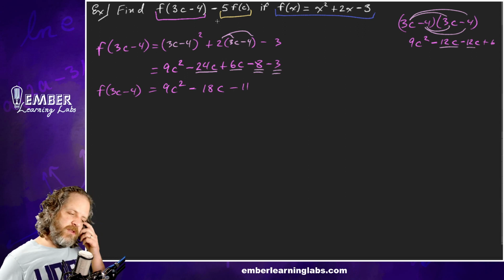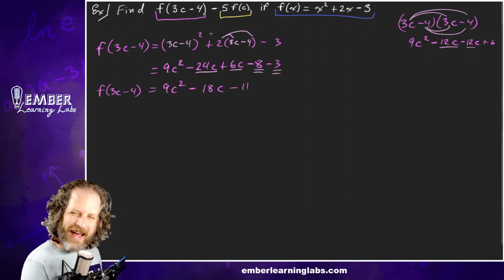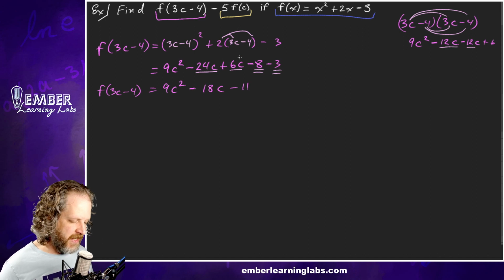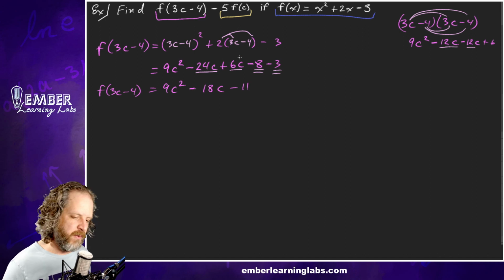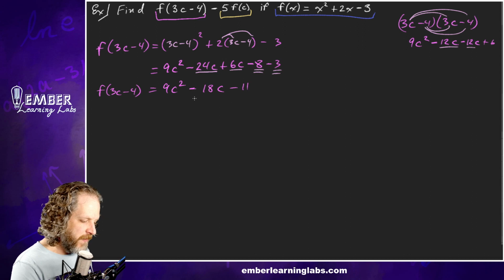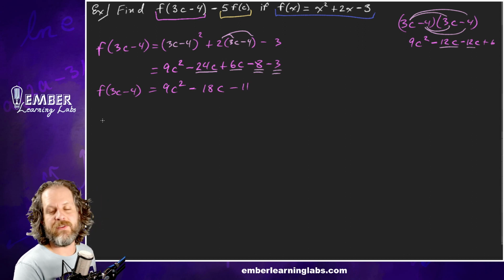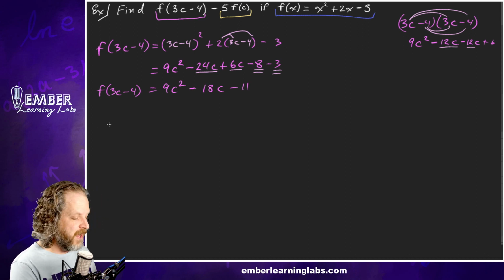Now this negative bit, this next bit, we could actually do the negative 5. I'm going to deal with the negative in a second because I think that's going to be easier to see what we're doing. So this next bit, we're going to do 5 times f of c.